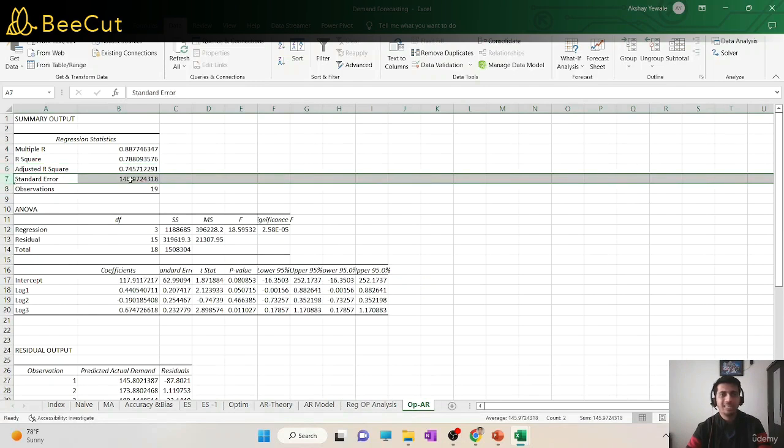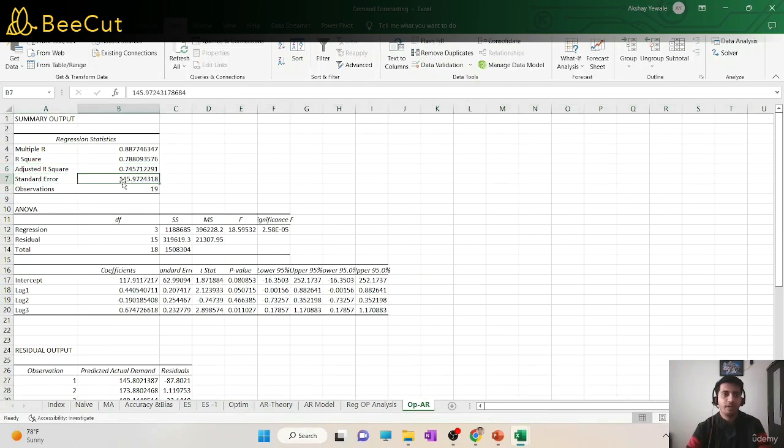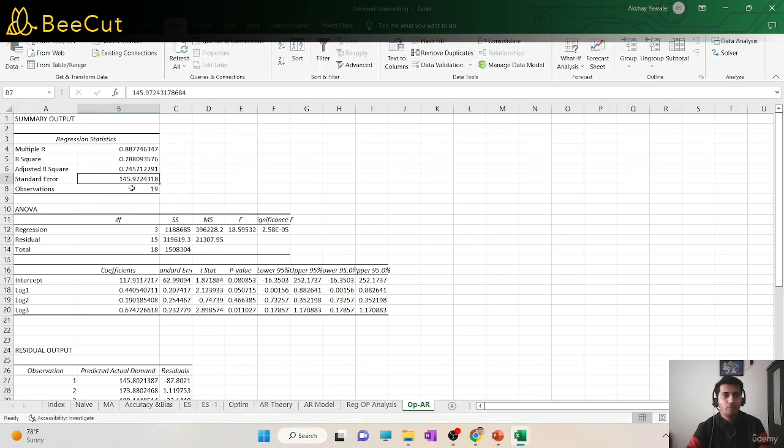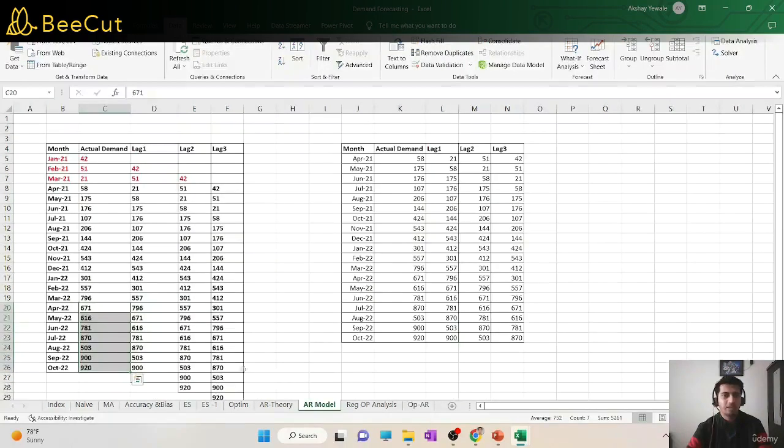Standard error is how much error we have. So 145 error has come. What does this mean? If you go to our model, you see the values are 671, 616, 781. So we can expect an error of 145 in quantity. This is an estimated error which can come when you try to predict these demands.